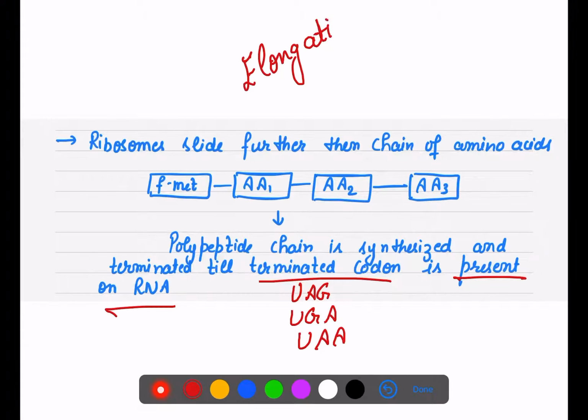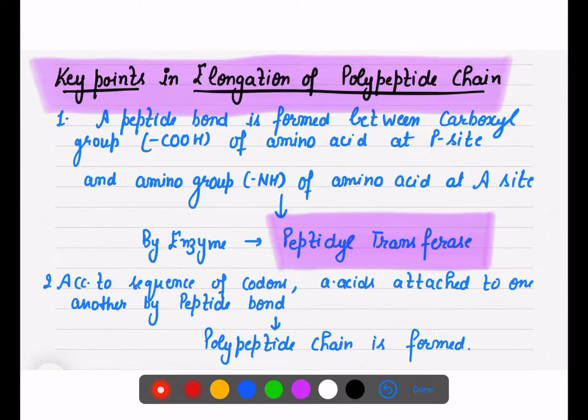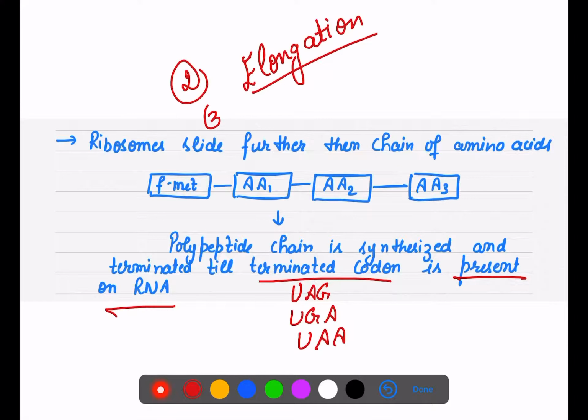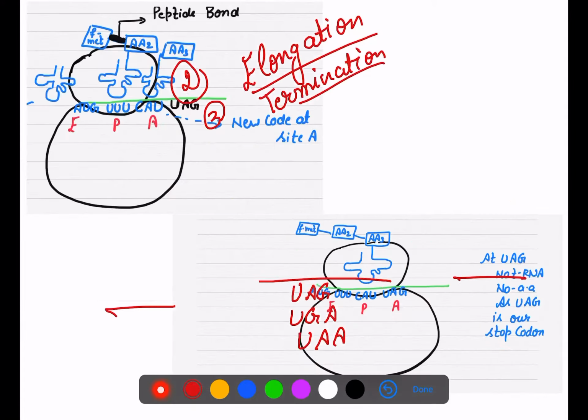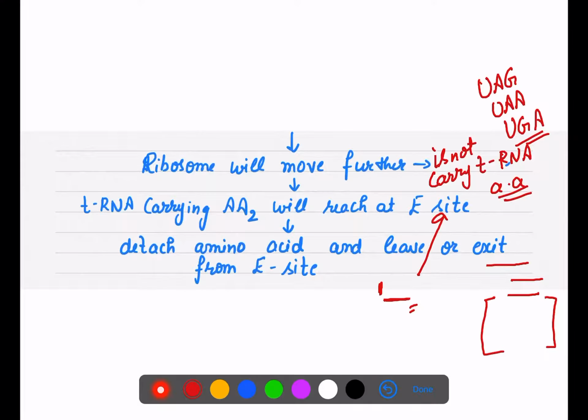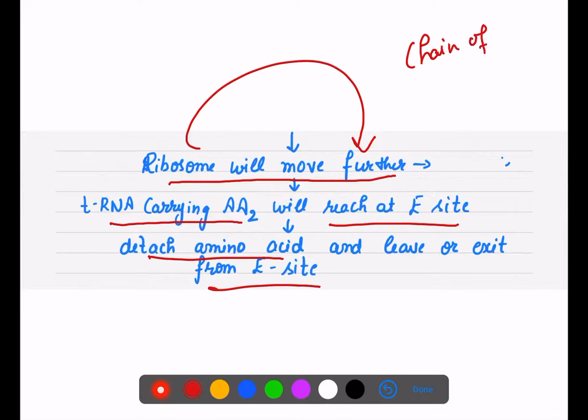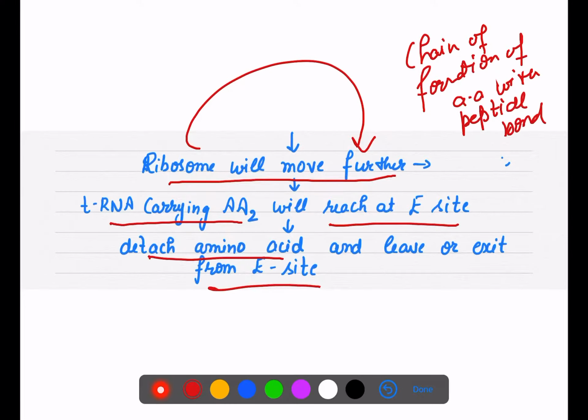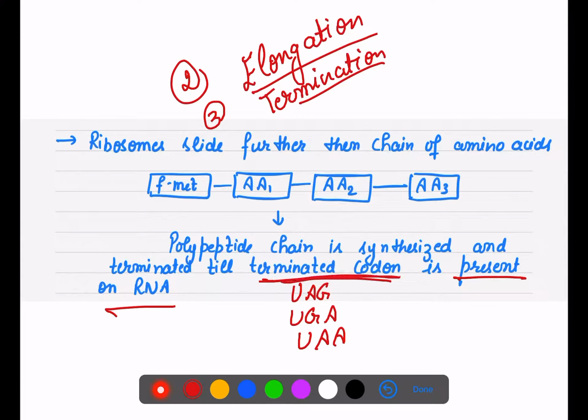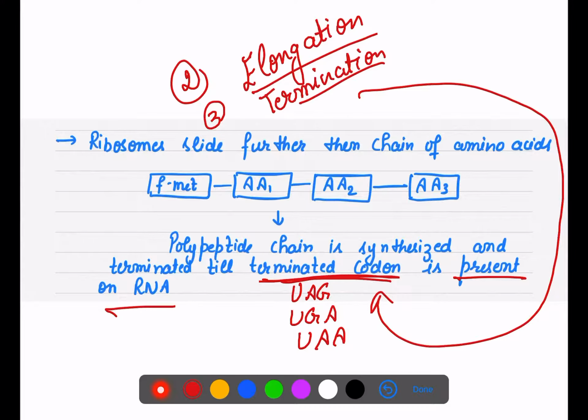First was the activation, second is the elongation, and third is the termination, right? So here the second was the elongation and this is the termination step. Elongation means the formation of a chain of amino acids with peptide bonds. And last is the termination, which occurs with the presence of UAG, UGA and UAA.